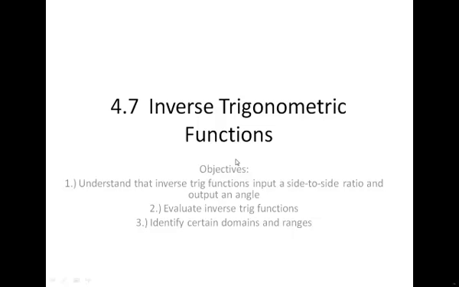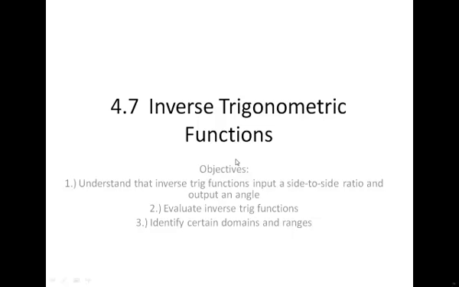4.7 deals with inverse trigonometric functions, and what we're going to do is now take a look backwards at what we've been doing all along. So far with trig functions, we have figured out that there are certain side-to-side ratios that are linked for any kind of angle on a triangle. So we would say, let's input an angle into our trig function, and we're going to get a certain relationship to a side-to-side ratio based on that angle.